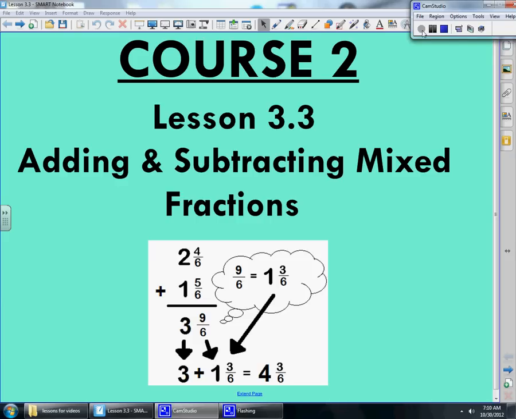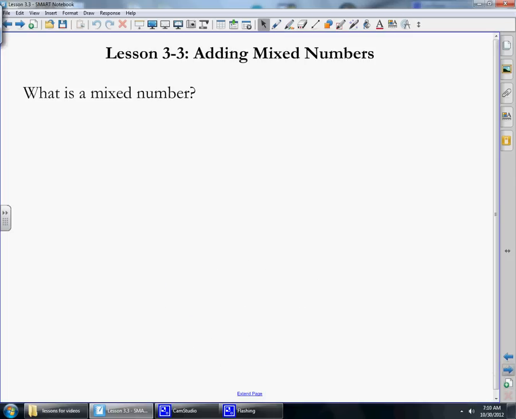Hello everyone, today's lesson is 3.3 on adding and subtracting mixed fractions. Alright, let's talk about the mixed number.